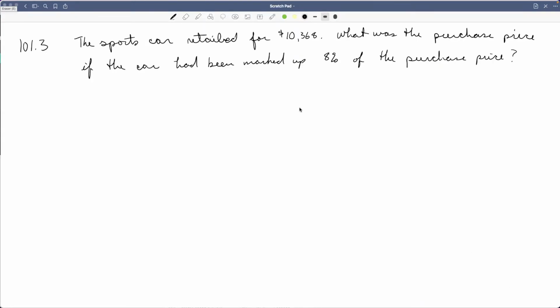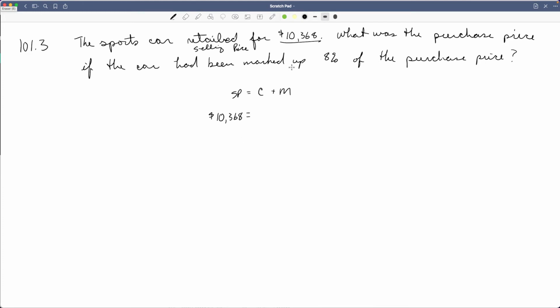101.3. All right, the sports car retailed for $10,368. What was the purchase price if the car had been marked up 8% of the purchase price? So the first thing we see is we need to make our little formula. SP equals the cost plus markup. And let's identify the cost. All right, we don't know what the cost was, so we're going to leave that there. But we know what the retail price or the selling price is. Retail is another word for selling price, okay? So that was this number here. So we can drop that in. 10,368 is the selling price.